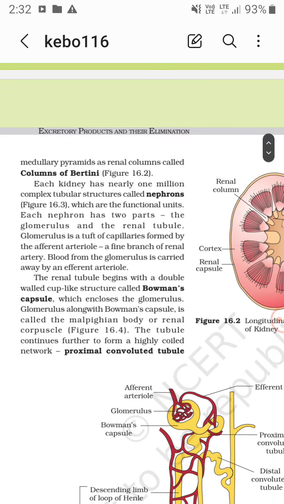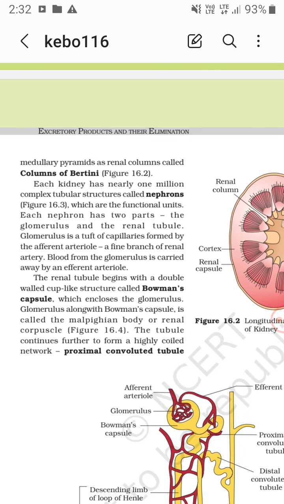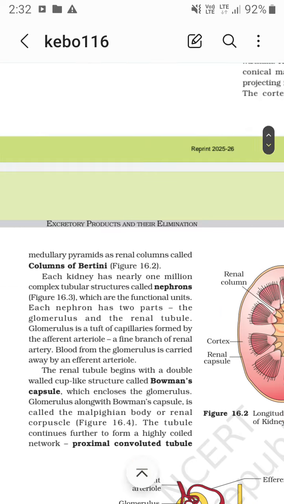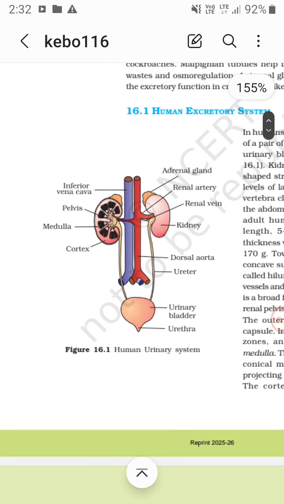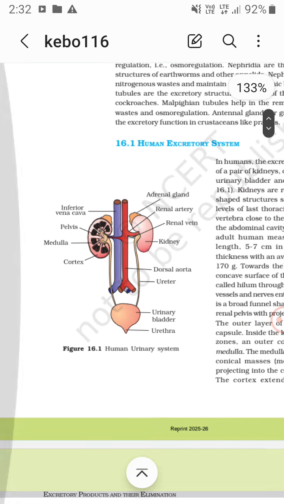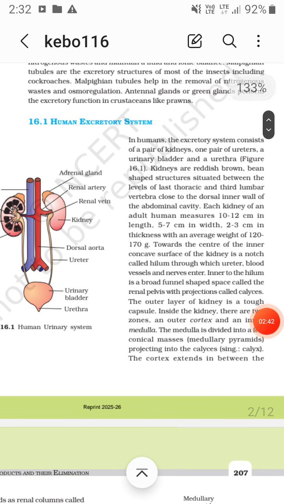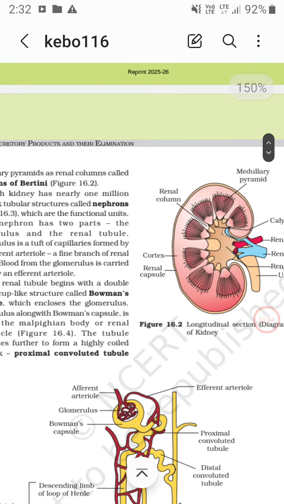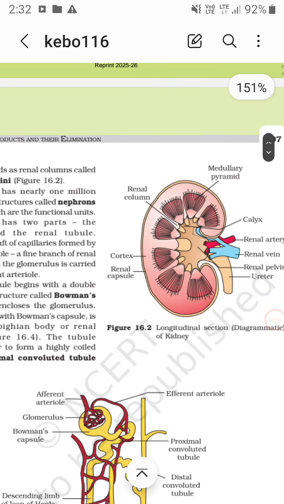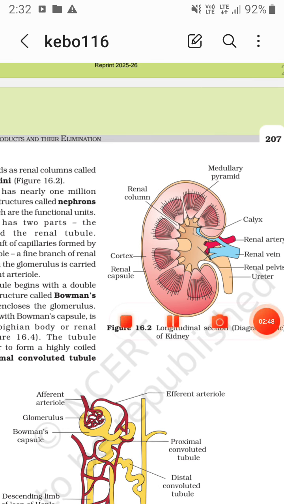The renal tubule begins with a double-walled cup-like structure called Bowman's capsule, which encloses the glomerulus. The glomerulus along with Bowman's capsule is called the Malpighian body or renal corpuscle. As you can see in the diagram: pelvis, then medulla, then cortex, then medullary pyramid, renal columns, cortex, renal capsule.